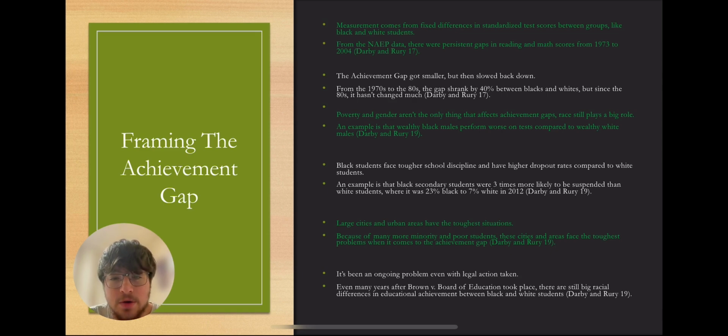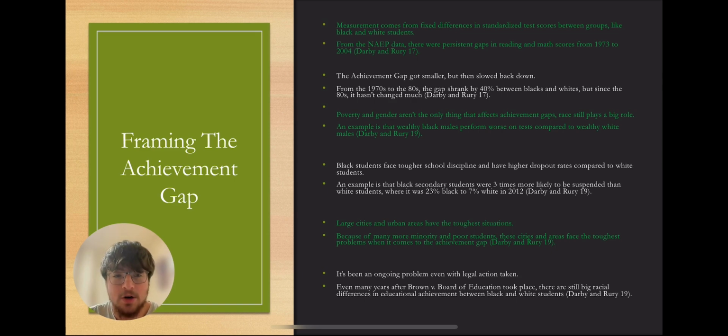Poverty and gender aren't the only things that affect the achievement gap. Race still plays a big role. An example is a wealthy black male performs worse on tests compared to wealthy white males. Black students face tougher and harsher school discipline and have higher dropout rates compared to white students. An example is that black secondary students were 3 times more likely to be suspended than white students. It was 23% of black students to 7% of white students back in 2012.